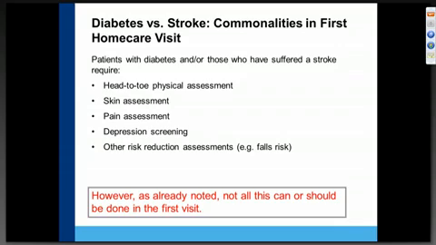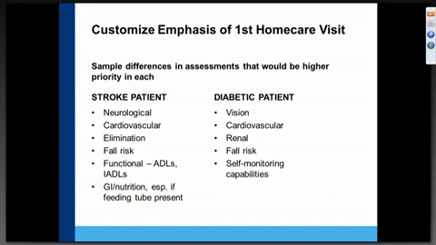However, as already talked about, not all of this can or should be done in the first visit. Depending on how that patient comes out of the hospital, they're fatigued, they're tired, their tolerance for a lot of time spent during the visit may be limited. So, it can often be more successful to extend that over a couple of visits. Again, you can customize the emphasis based on the priorities that are maybe higher in one patient versus the other. Obviously, neurological assessment is a priority in stroke.